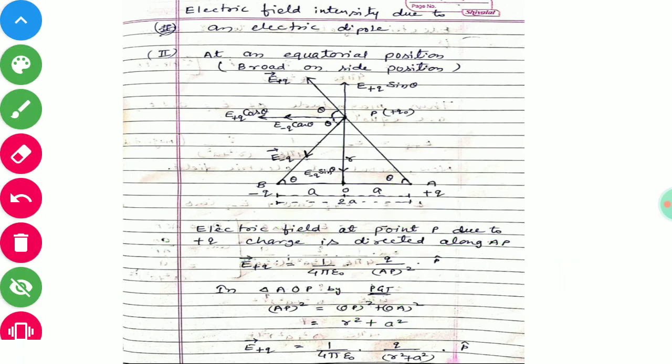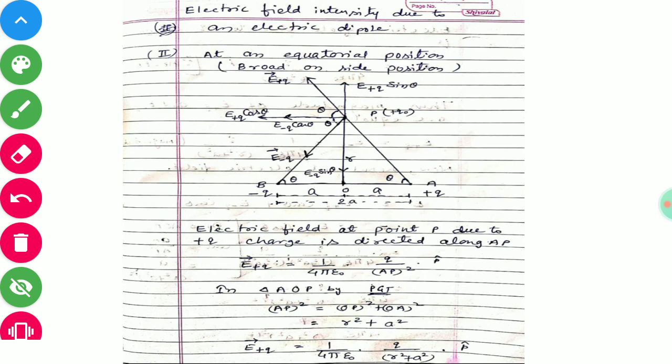And you know what the work of a perpendicular bisector is? It divides the side into two equal halves, a and a. So that's why it is said to be the equatorial position, because it divides the dipole into two equal halves. I hope you understand the meaning of equatorial position.